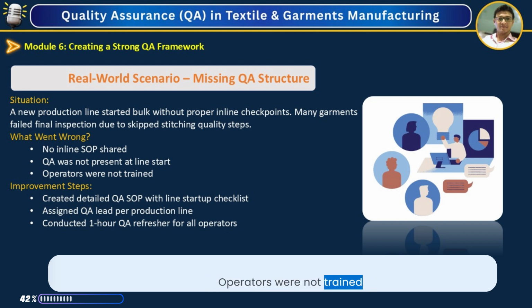Operators were not trained. Improvement steps: created detailed QA SOP with line startup checklist. Assigned QA lead per production line. Conducted 1-hour QA refresher for all operators.